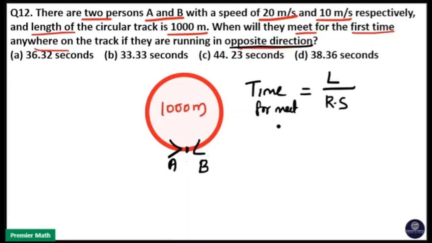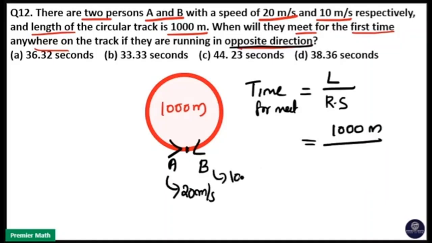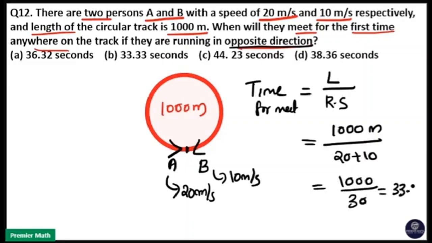Whenever you have a question asking about time to meet, just use the relative speed instead of speed. Here length is equal to 1000 meters, and the speed of A is 20 meters per second and the speed of B is 10 meters per second. So 20 plus 10 is 30, the relative speed, because they are running in opposite directions. That means 1000 divided by 30 is the same as 33.33 seconds. So option B is your answer.